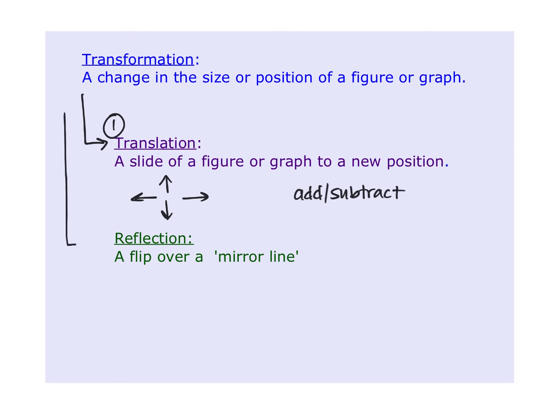The second type of transformation is the reflection. So a reflection is a flip over a mirror line. That flip can either happen vertically, upside down, or it can happen horizontally, left and right. What that looks like inside of the equation is a multiplication by negative.